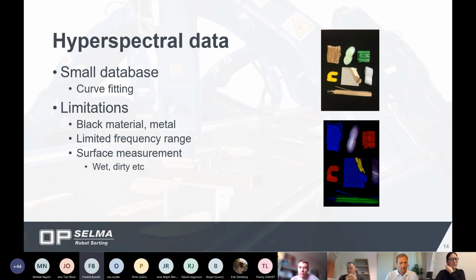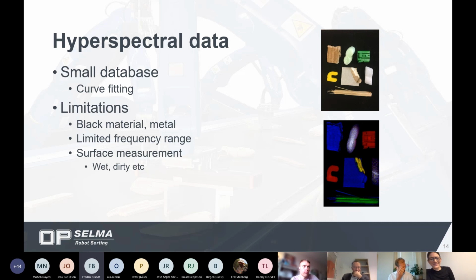Hyperspectral data works a little bit differently, and I think Sune will come into this more in detail. But basically, it doesn't need a big database. We have certain objects and fit a curve, it's about curve fitting. You send out light on the object, and the returned light is then measured. It behaves basically in the same way for all materials.